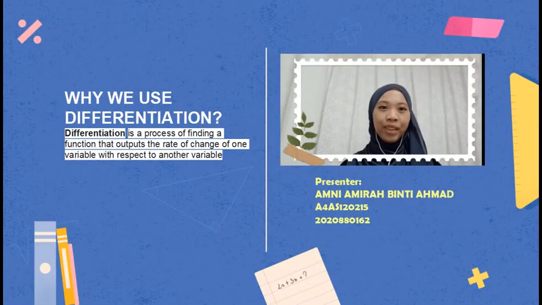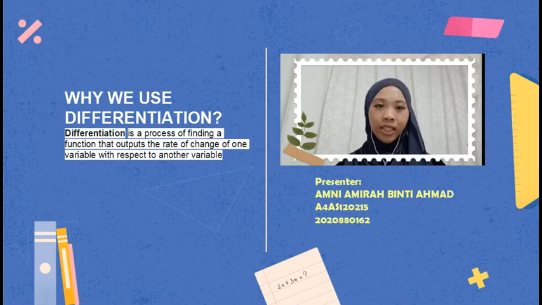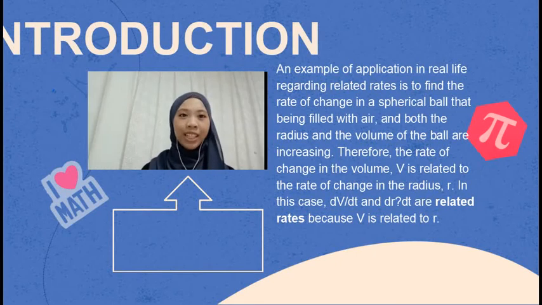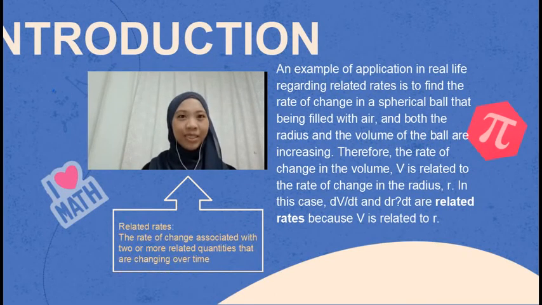First and foremost, what is differentiation? Differentiation is a process of finding a function that outputs the rate of change of one variable with respect to another variable. Now we know that the applications of differentiation can be used to find related rates. So what are related rates? Related rates are the rates of change associated with two or more related quantities that are changing over time.